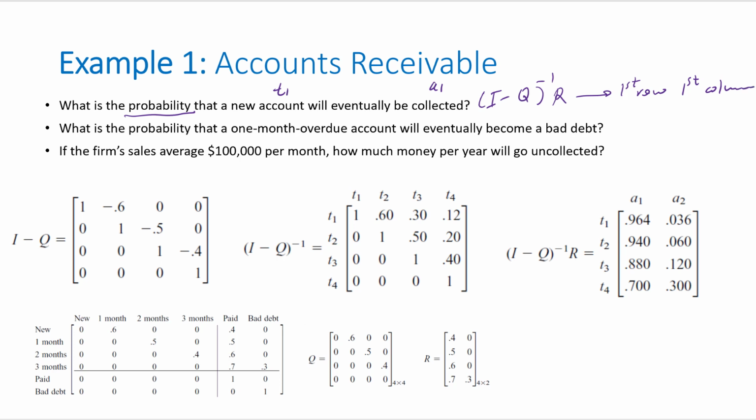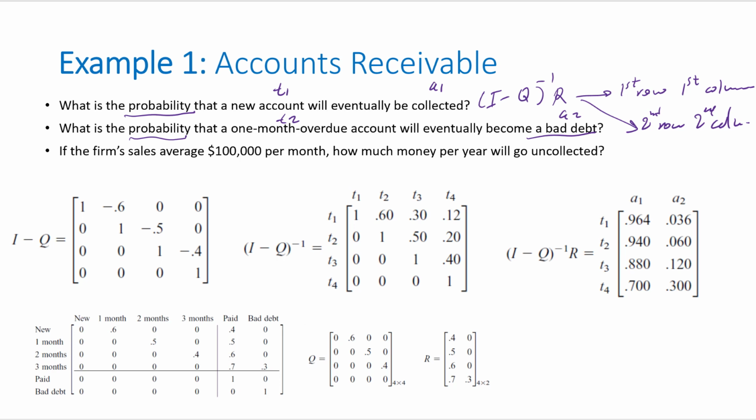Second question, what is the probability? Again, probably the second type of question. That a 1 month overdue account, which was transient state number 2 in the first example, will eventually become a bad debt. This was A2. So again, this is the second type of question. I minus Q inverse times R, and then I look at the second row, second column to get that.